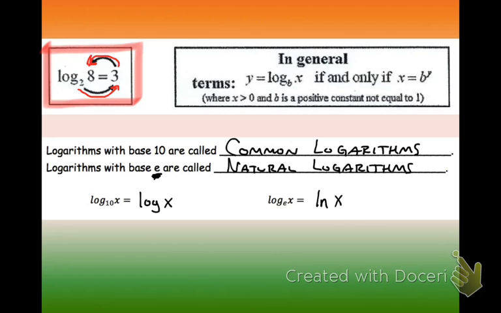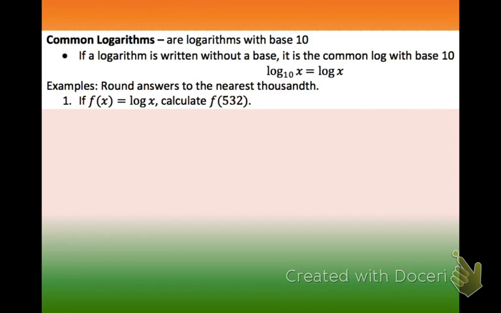So how are we going to use that, you might ask? Well, that's a great question. So we're actually going to skip that page that has the examples on it because we did some of them already. And we're going to go over to the next page where it says common logarithms are logs with base 10. So if a log is written without a base, it's the common log with base 10. So anytime you see just log x, it means that your base isn't written, but it's automatically a 10.